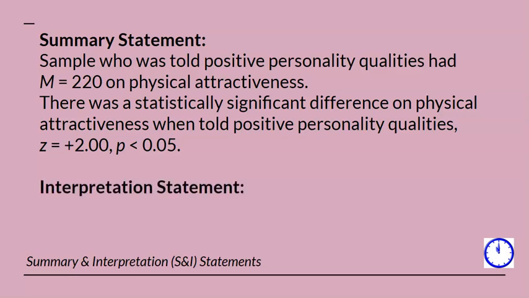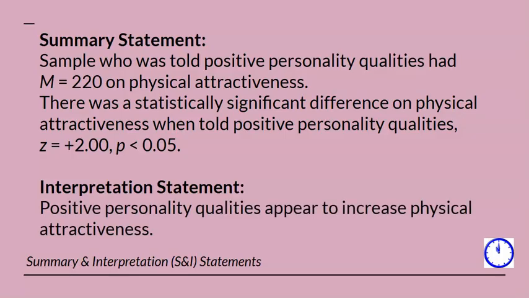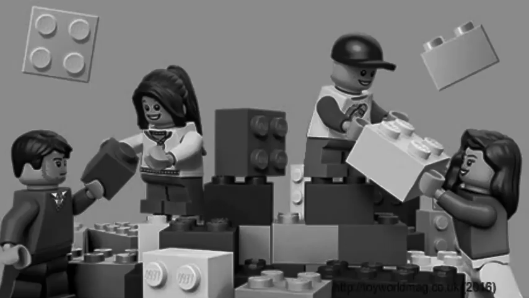Since the z-test was statistically significant, the interpretation statement will only be 1 sentence. This sentence clearly states that we measured an increase in physical attractiveness as initially interpreted in Step 3. If you need a refresher on writing summary and interpretation statements, I encourage you to re-watch last week's lecture video on reporting results and review your Nearpod practice problems.